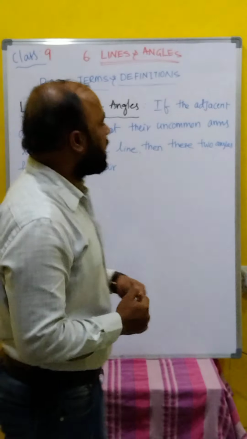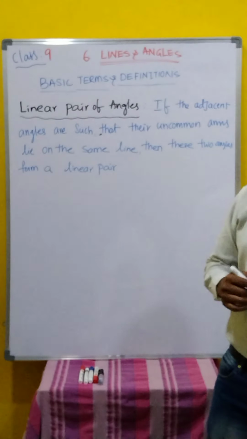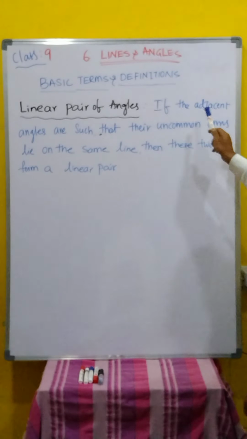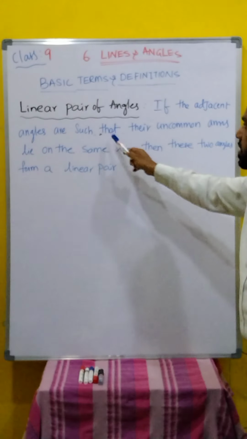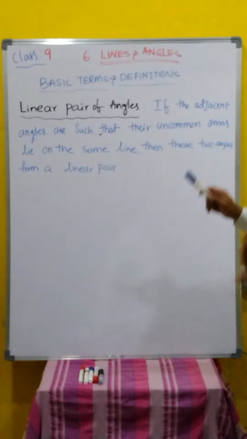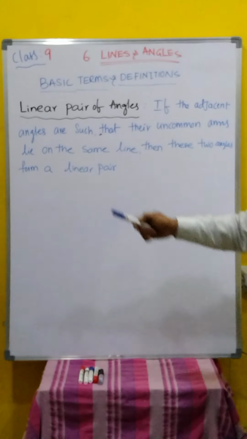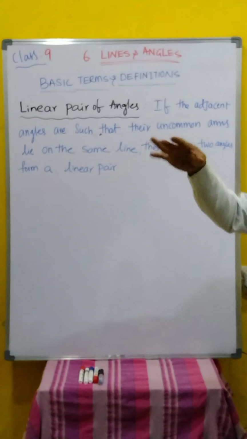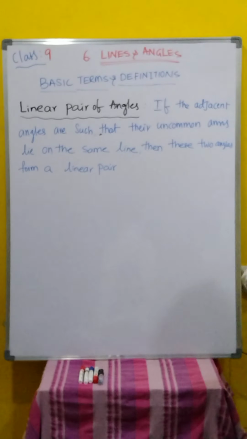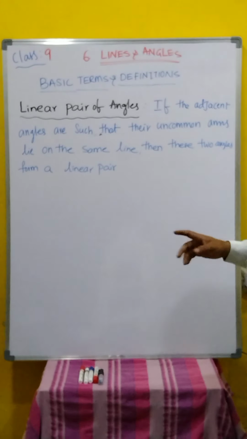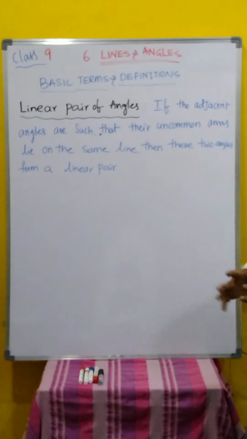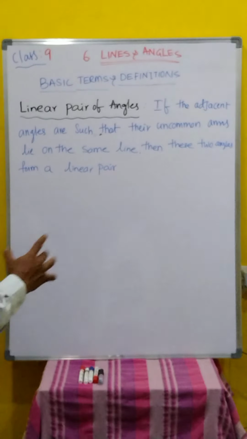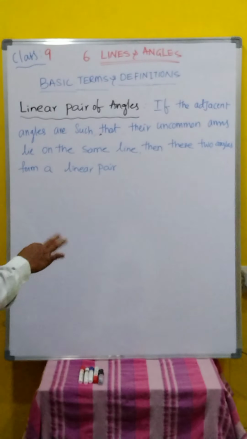Now students, we will go for linear pair of angles. We already discussed it before, but again we will go into detail. Linear pair of angles: if the adjacent angles, adjacent meaning beside each other, are such that their uncommon arms lie on the same line, then these two angles form a linear pair. A linear pair forms 180 degrees. The sum of two angles is 180.